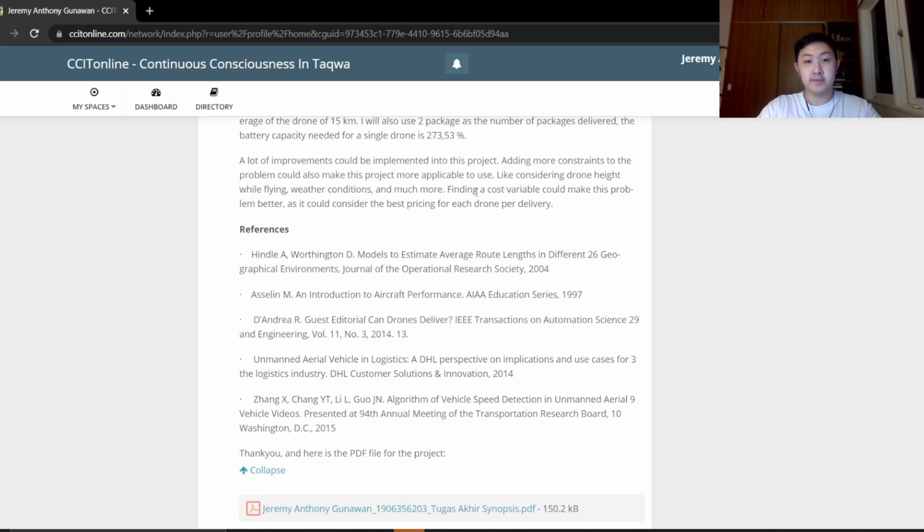But maybe finding a cost variable, by adding a cost variable into this project, could make it more cost efficient and economy friendly. For example, we can count how much is the payment for one delivery of drone per day, per delivery. So by finding that, we can make it more cost efficient, and the big companies could make it so that it will be as cheap as possible but still optimal.